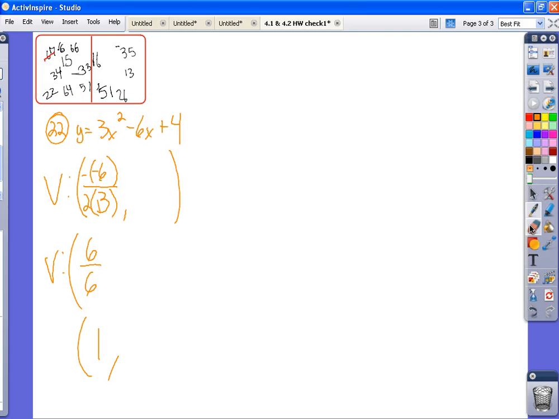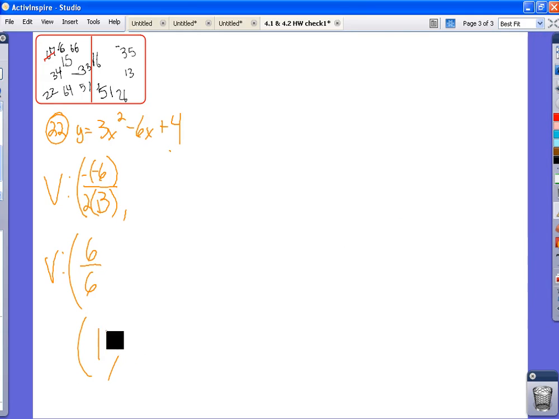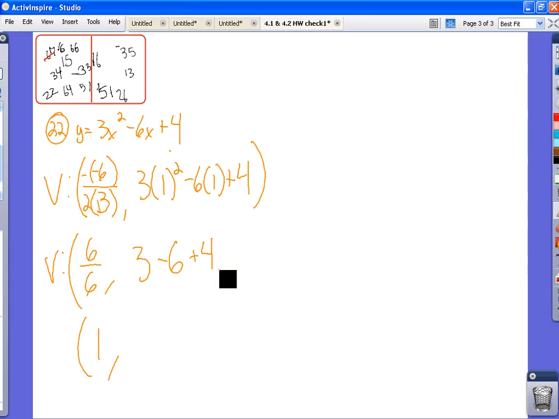How do we find the y part of the vertex? Well, we just found an x. If we want y, we always just plug the x in and find y. That's how functions work. You put in x, you get out y. So we're going to put in x, which is now, we know, 1. 3 times 1 squared minus 6 times 1 plus 4. 3 times 1 is 3, minus 6 times 1 is negative 6, plus 4. So 3 minus 6, that's negative 3, plus 4. We get our vertex at 1, 1.